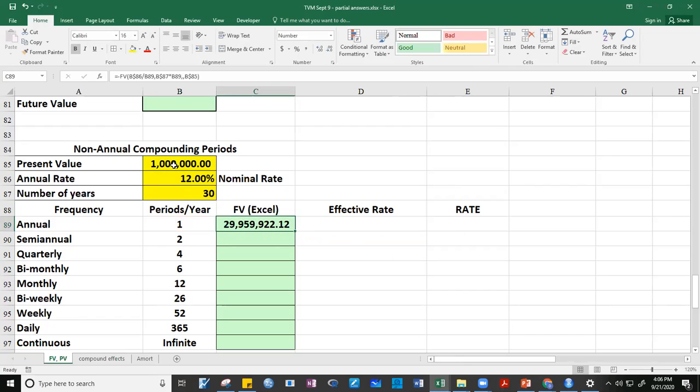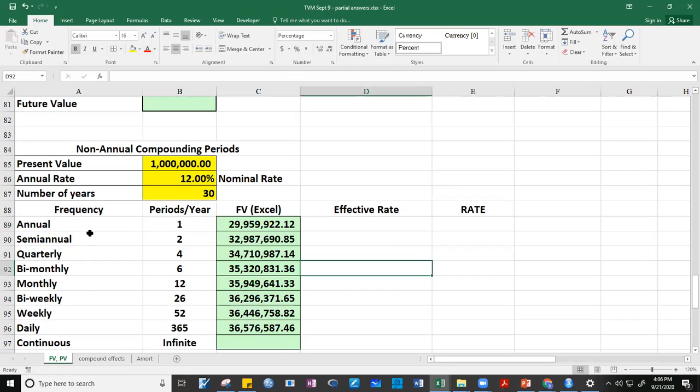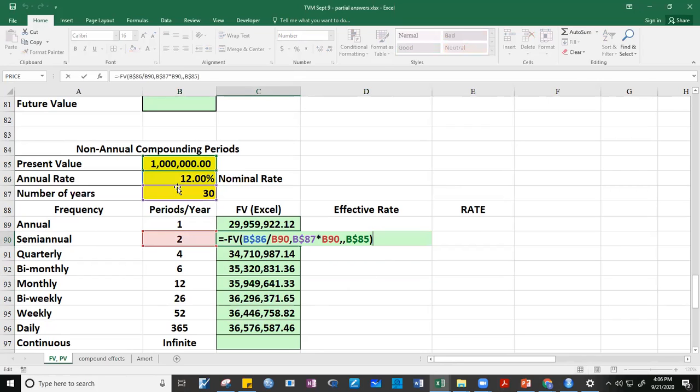So your 1 million now, after 30 years, becomes 29 million, if our interest rate is 12% and the compounding is only annual. If you copy this down, what do you notice? When the compounding is semi-annual, that's 12% divided by 2, so that's 6% per interest period.